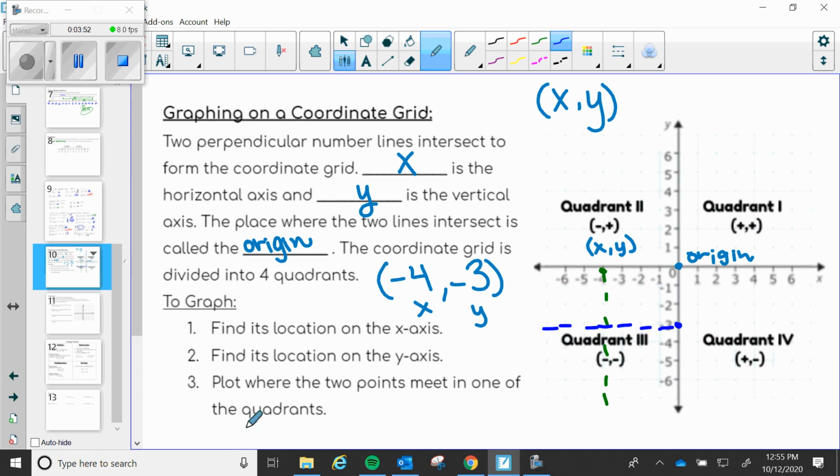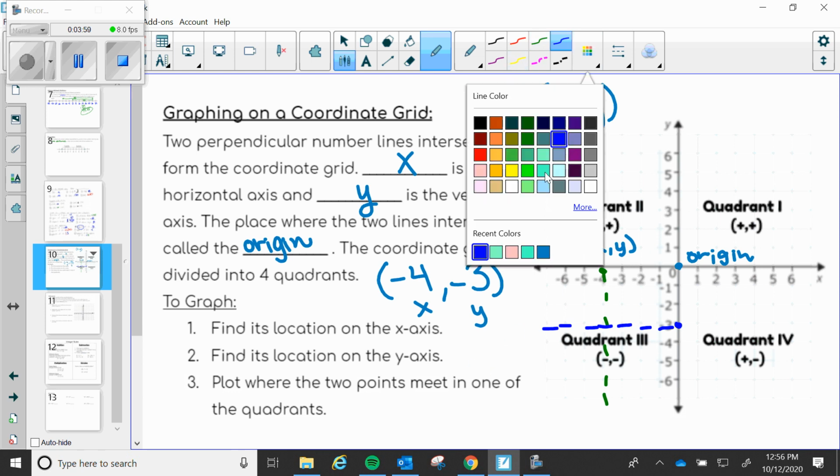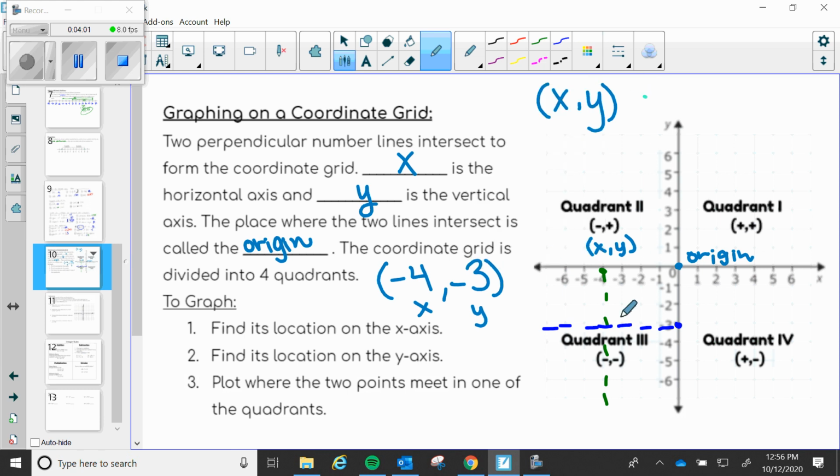Now to plot -4, -3, the only thing that actually matters is the point in the coordinate and where they cross. So right here where they cross is actually your coordinate -4, -3. All the other stuff isn't important, so you don't have to have it. Actually, I'd rather you not have it. That was just to show you how we found where this point is.